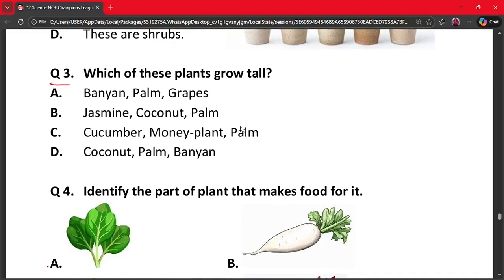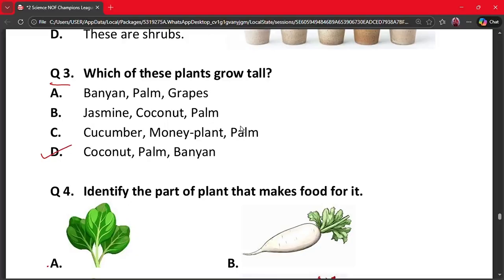Question number 3. Which of these plants grow tall? A. Banyan, palm and grapes. B. Jasmine, coconut and palm. C. Cucumber, money plant and palm. D. Coconut, palm and banyan. The correct answer is option D.